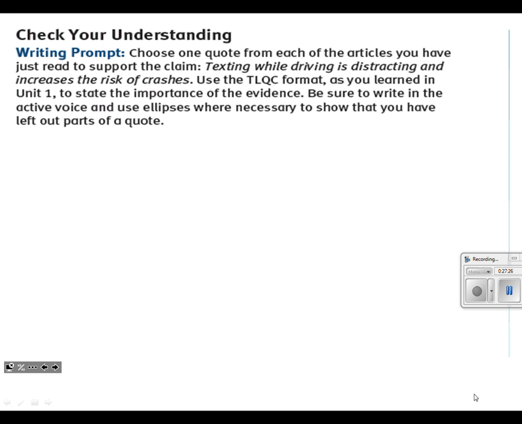Okay, now the last piece that we're going to tackle, we're actually going to develop some embedded quotes. So right at the bottom of page 140, you have this check your understanding subheading. I want you to go ahead and write this as well. These are going to be embedded quotes that you can pull for our argumentative essay on cell phone use while driving.